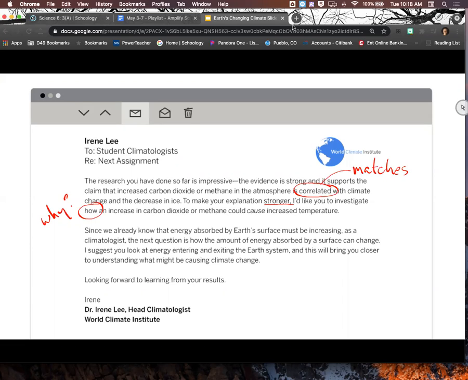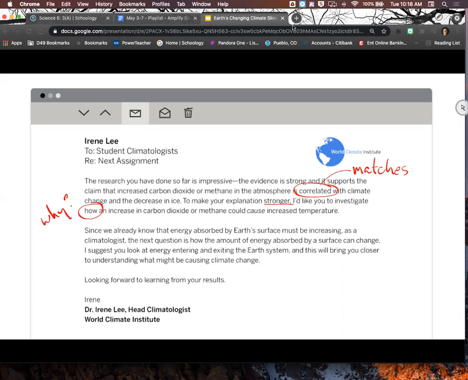Let's finish off this message from Dr. Lee. Since we already know that energy absorbed by Earth's surface must be increasing, as a climatologist, the next question is how the amount of energy absorbed by a surface can change. I suggest you look at energy entering and exiting the Earth system, and this will bring you closer to understanding what might be causing climate change. Looking forward to learning from your results.